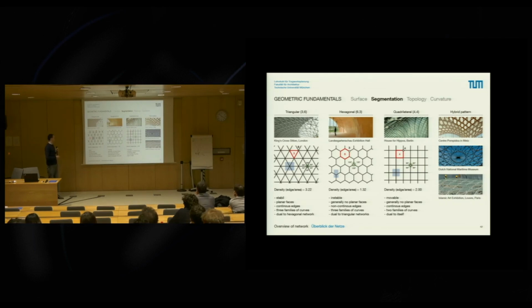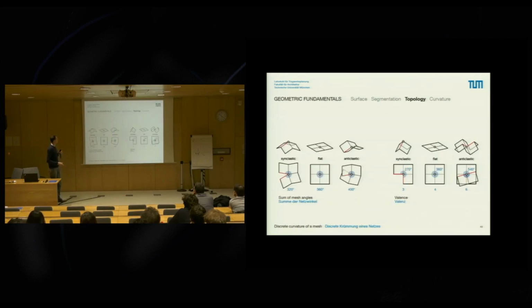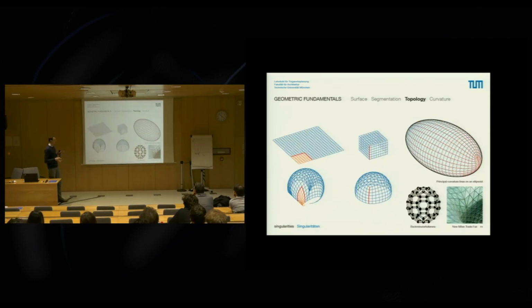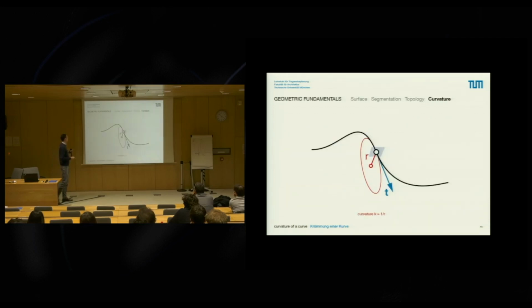Well, and of course, these segmentations can be any sort of network. So normally in architecture, we have triangular, hexagonal, and quadrilateral networks. I'm going to skip through the topology. I think everyone is aware of that. What I really want to concentrate on today is smooth segmentations, and there it is important to understand curvature. So I'm going to repeat the very basics.